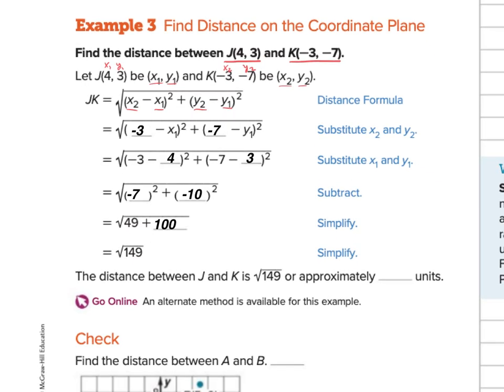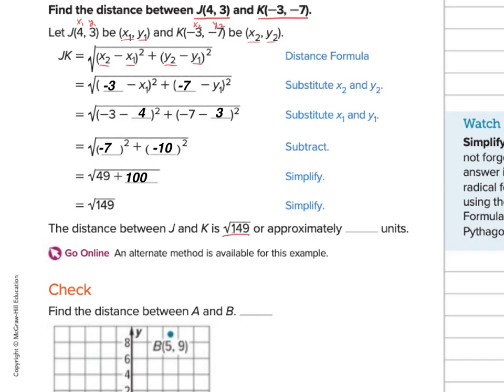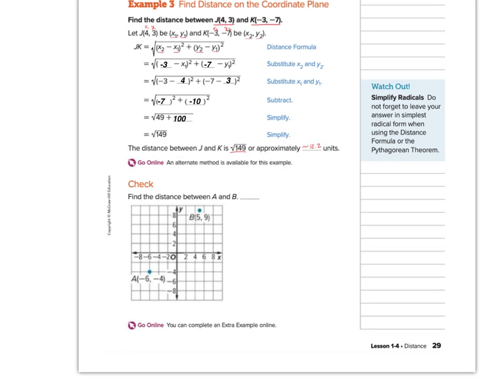Approximately, plugging that into the calculator, when you plug in the square root of 149, hopefully you get somewhere along the lines of approximately 12 point, we'll call it 2. They didn't tell us what decimal place to round to, but we'll just round to the first decimal place. And that is using our distance formula.